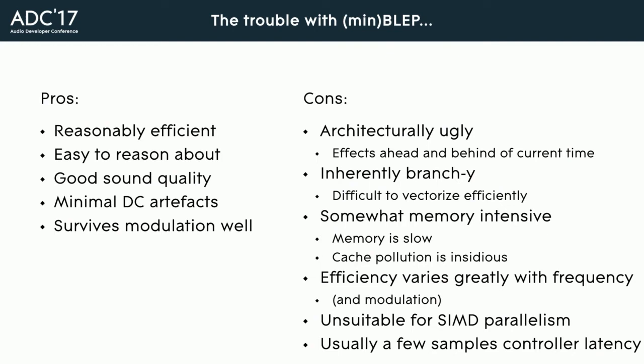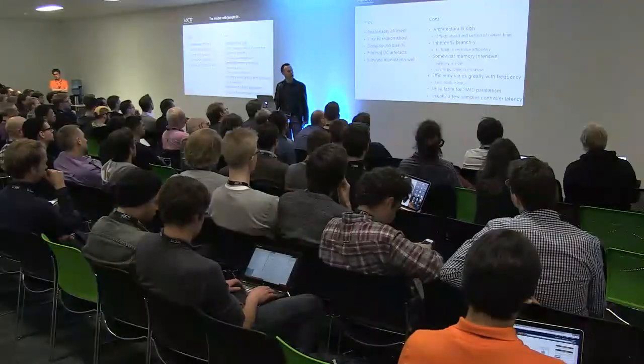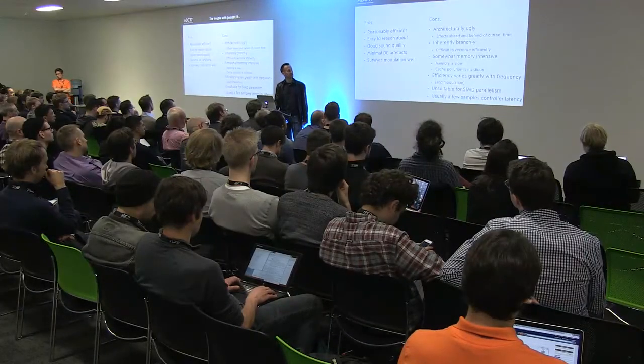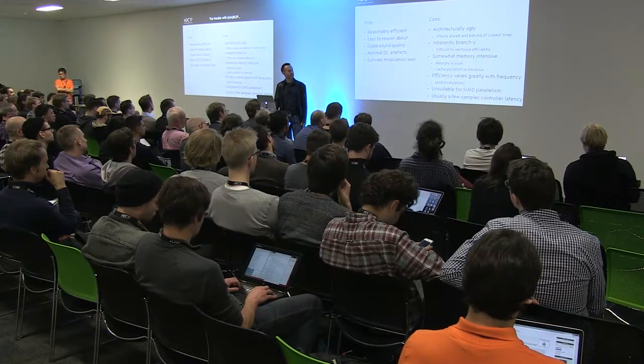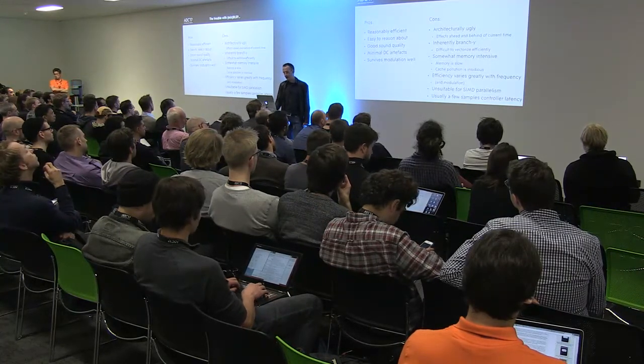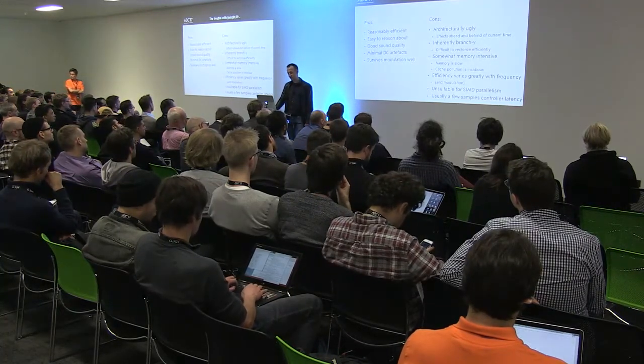However, they have some nasty architectural implementations. If you're trying to write sample-by-sample audio code, they inherently have side effects ahead and behind of the current, if you like, playhead. They're inherently branchy. They depend on if statements, which makes them difficult to vectorize efficiently. They're somewhat memory intensive, and memory is slow.